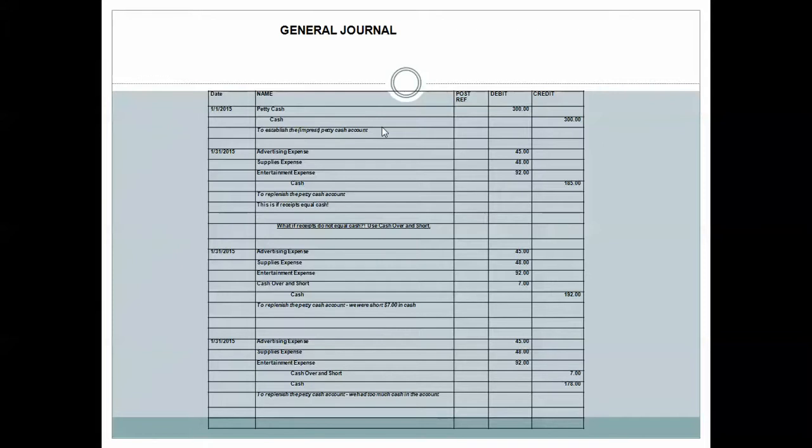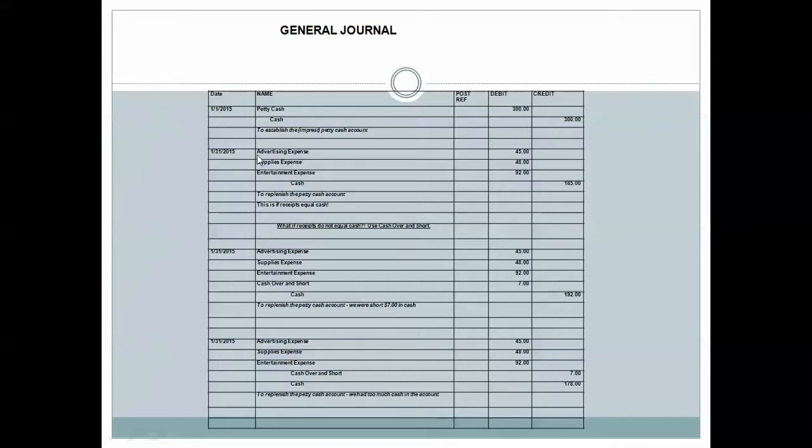So this was done on the 1st of January 2015. We established our petty cash account. Then on the 31st, we're going to record those receipts that have come into the petty cash account during the month. So in the case of this, we're looking at Roadrunner's Roost.